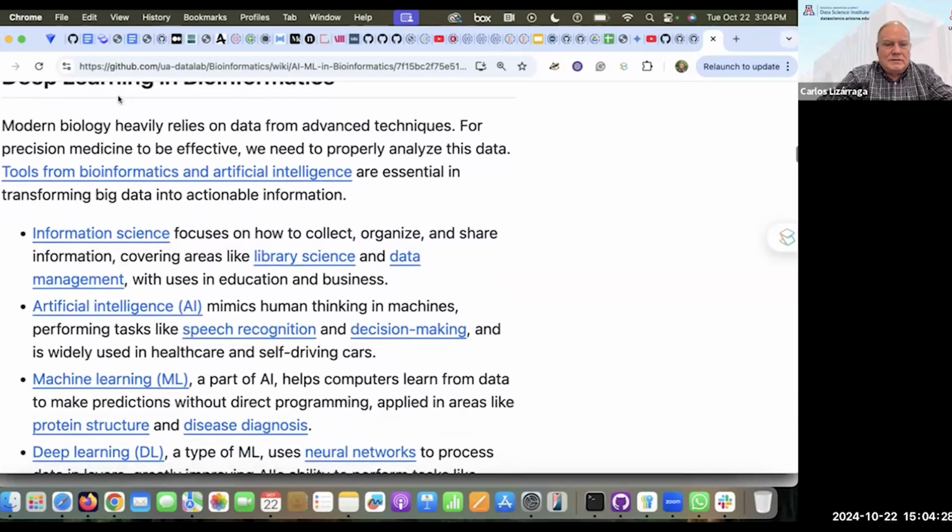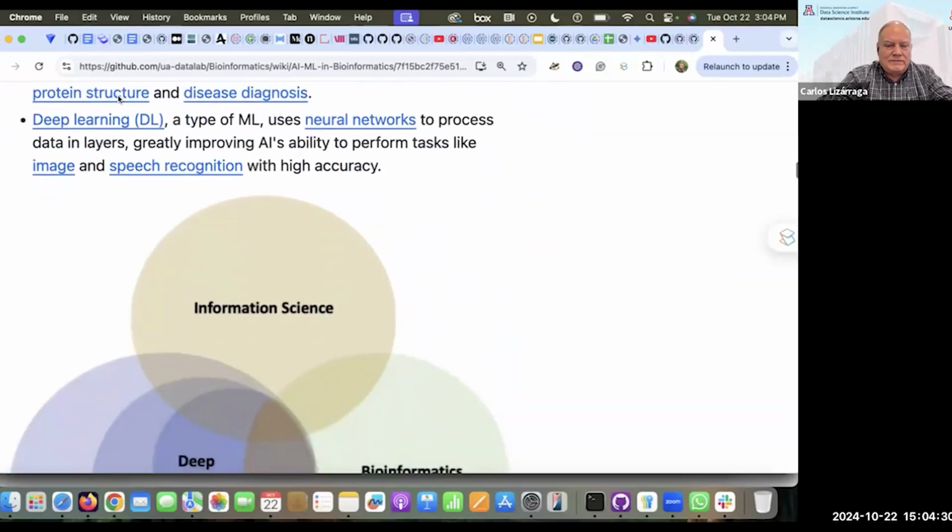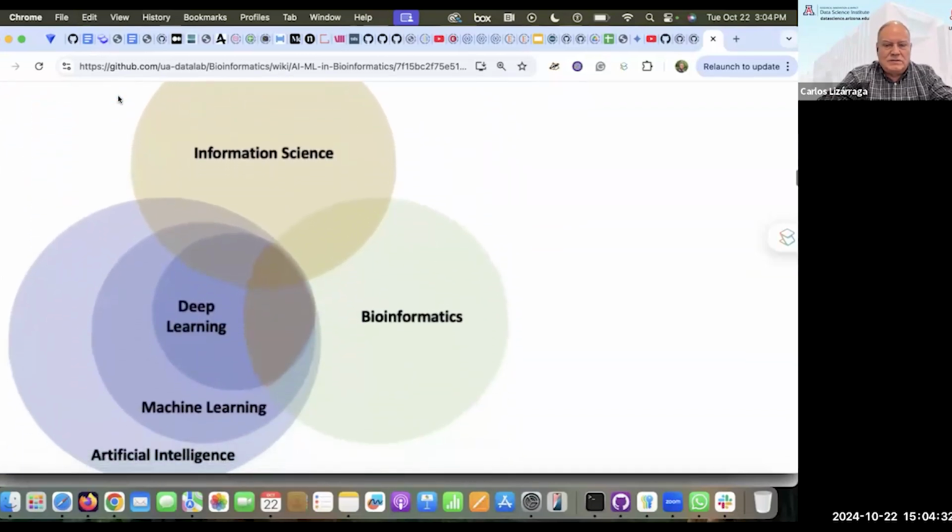So there's always a mix of different fields. And we have here what is bioinformatics, we have here what is information science, and then we have here AI, artificial intelligence, and then a subset of the artificial intelligence is machine learning, and another subset of machine learning is going to be deep learning, and this is how it's a combination of bioinformatics, information science, and data science.